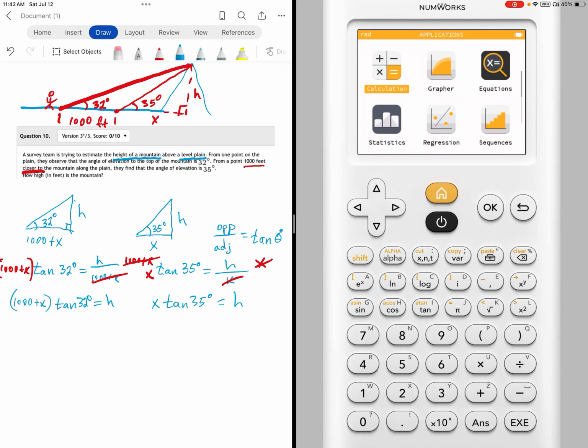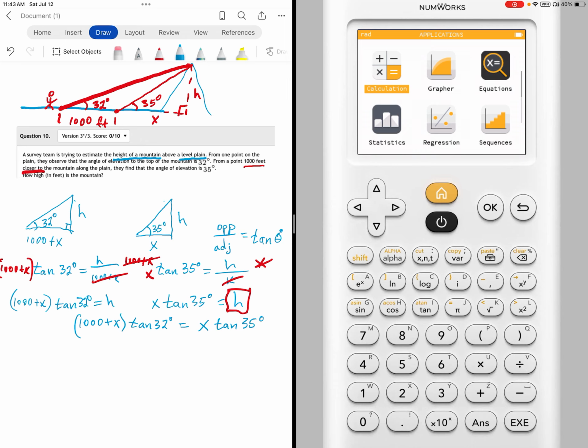And we get 1000 plus x times the tangent of 32 degrees is equal to x times the tangent of 35 degrees. Now, a couple steps. We're going to have to solve for x. That's not going to be our answer, right? Because we're looking for h, the height of the mountain, not the distance to the center of the mountain, which is what x really would be. So we're going to solve for x.